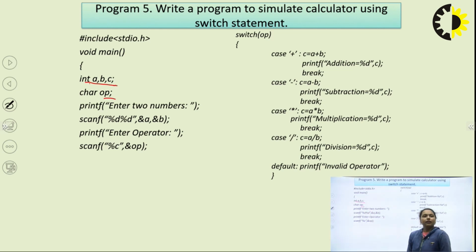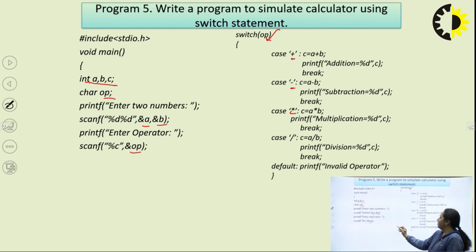OP is the character type variable which is used for the case values of the switch. So A and B are taken as input values from the user, and OP is also the expression value which is being provided, which is being passed to the switch case. So OP is the character type variable. What we have provided in the case values are the plus, minus, multiply and divide symbols.